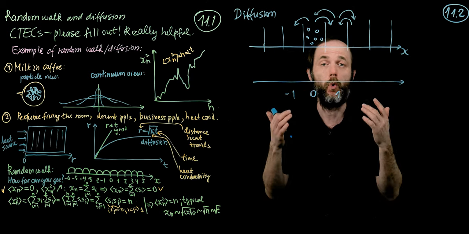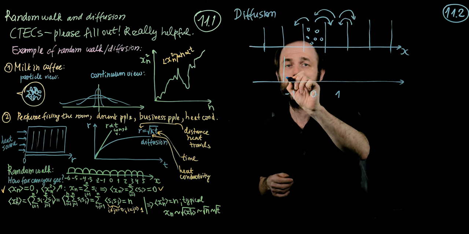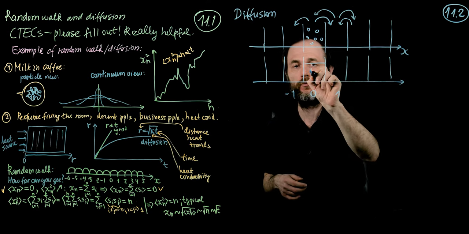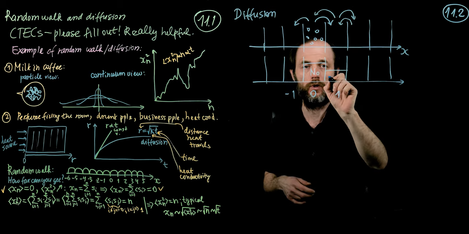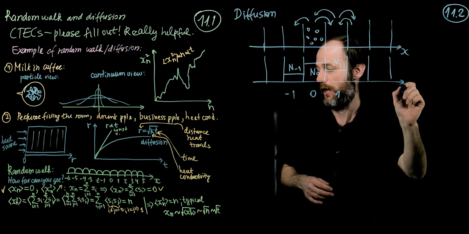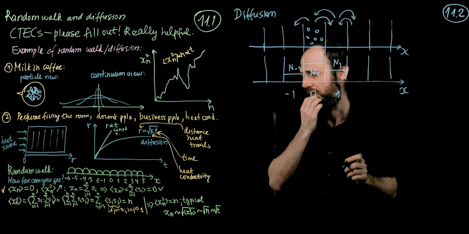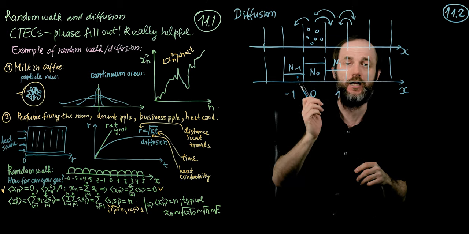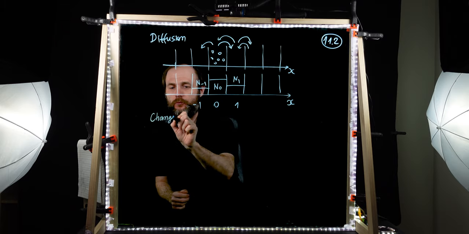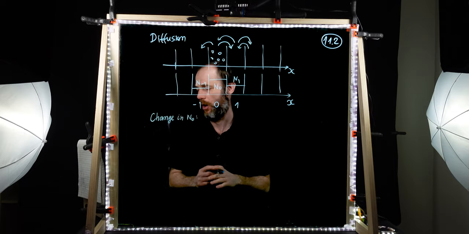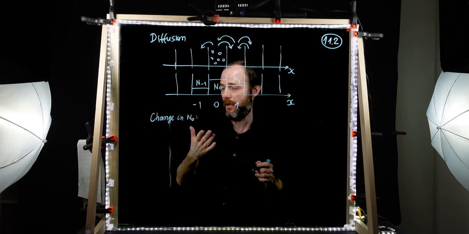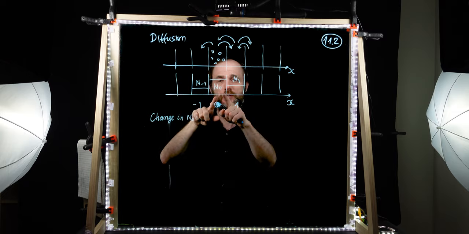So suppose that we would like to quantify this. So let us imagine that each of these contains a certain number of molecules. This one contains N0, and this one contains N1, and that one contains N-1. So here is our x-coordinate. So how do we quantify the change in the content of our bin 0? Well, it's the number of these guys that jump over here, plus the number of those that jump over here, minus the ones that jump out.